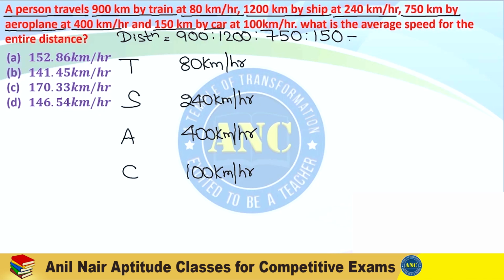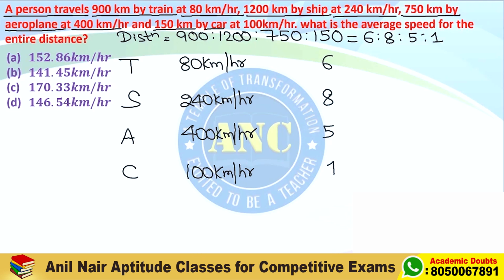Now, first of all, what is the distance ratio? All the four values, 900, 1200, 750, 150 are all multiples of 150. 900 is 150 into 6. 1200 is 150 into 8. 750 is 150 into 5. 150 is 150 into 1. So the distance ratio is 6 is to 8 is to 5 is to 1. I hope you are clearly understanding whatever I am trying to write here. Distance ratio is 6 is to 8 is to 5 is to 1.